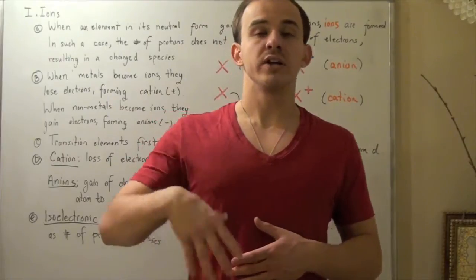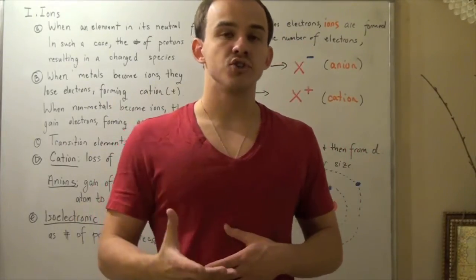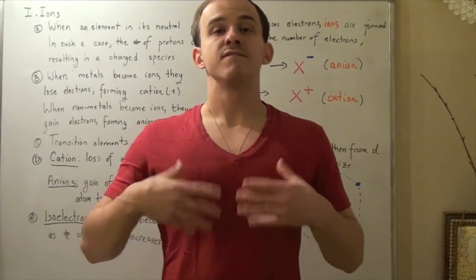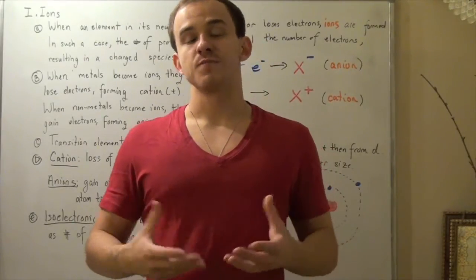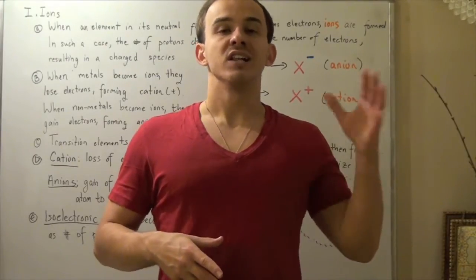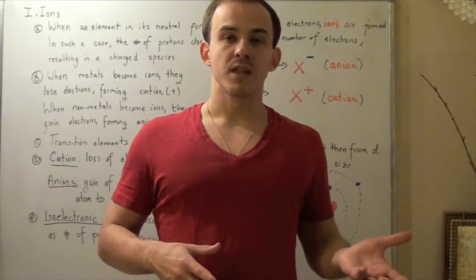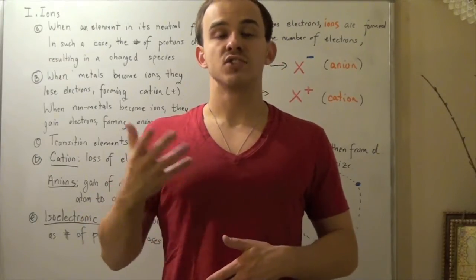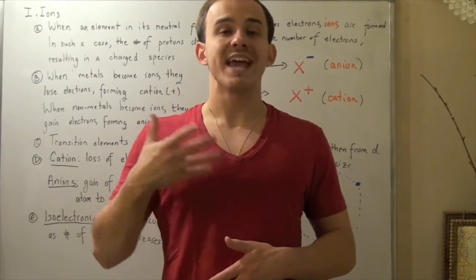Now on the contrary, nonmetals such as the halogens or oxygen or sulfur have a very high affinity for electrons. That means they will tend to take away electrons from other, less electronegative atoms, and so they will form ions with a negative charge. And these guys are called anions.